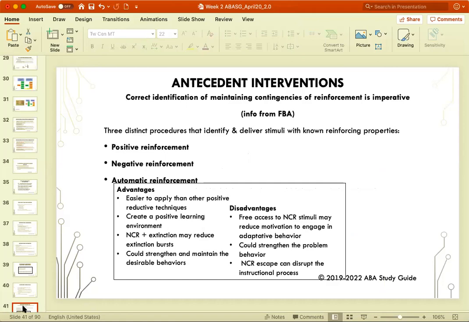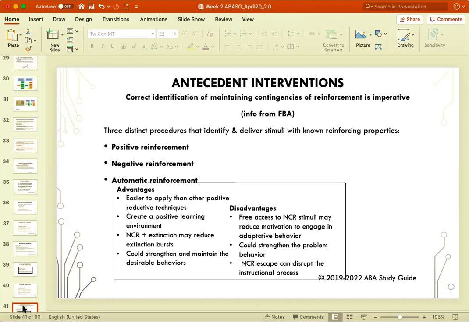So before we start an antecedent intervention, what's the most important thing we do? We need to make sure we have correctly identified the maintaining consequences or contingencies of that reinforcement, right? We need to do our FBA, gather the information, and figure out what's maintaining this behavior. And it could be either positive reinforcement, negative reinforcement, or automatic reinforcement. We need to know that.